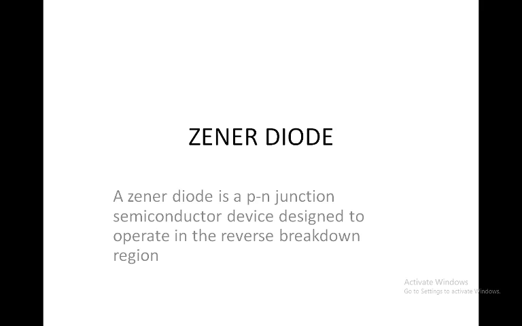A Zener diode is a PN junction semiconductor device, just like a normal diode, but it is designed to operate in the reverse breakdown region. To understand the reverse breakdown region, we'll go back to the VI characteristics of the diode. We will see the breakdown region. However, this breakdown region is divided into two, which I will discuss as we proceed.